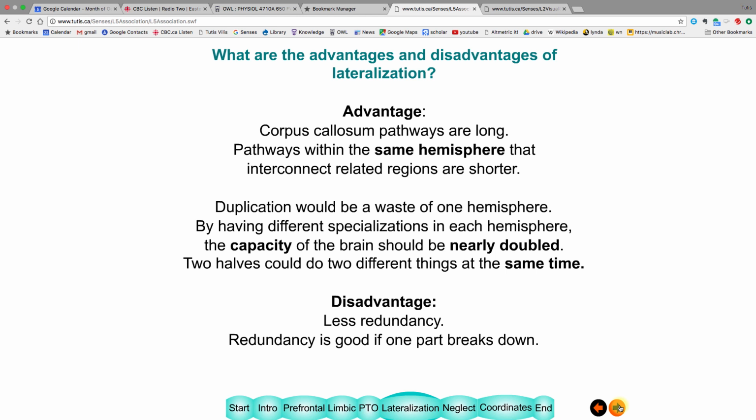And duplication is a waste of one's hemisphere. You can specialize in more tasks if you can divide the capacity amongst two. The disadvantage, of course, is there's less redundancy, and redundancy is good if some part breaks down.